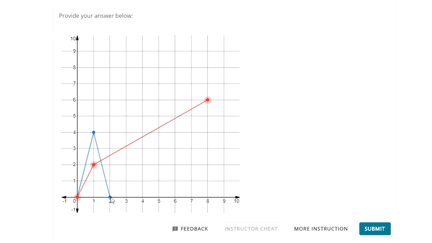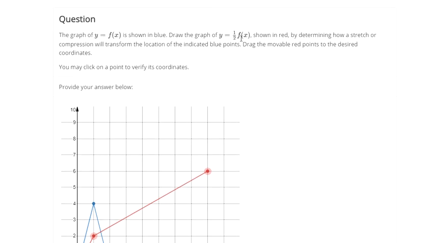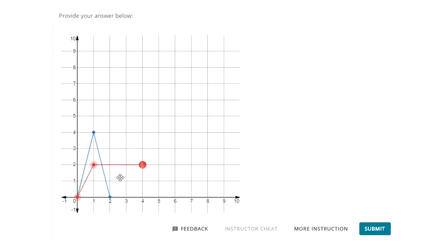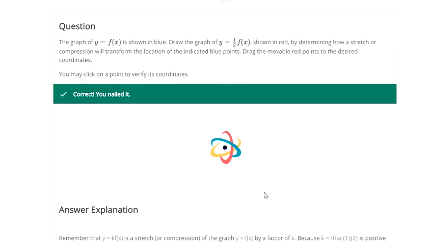And then for this next point here, this is 2, 0. So if you multiply 1/2 by 0, the y coordinate, it brings us back down to 0. So that's our transformation.